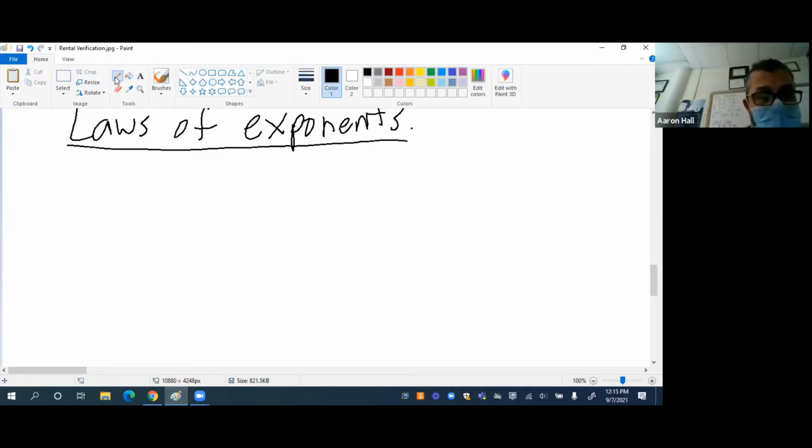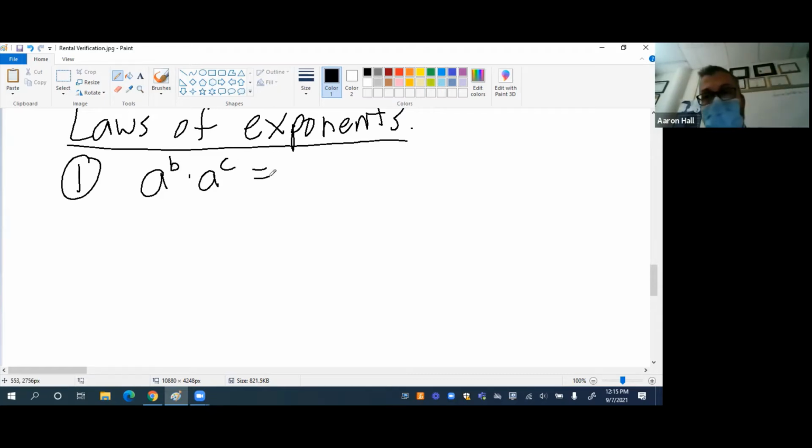The first one, here's our first one. I have a to the power of b times a to the power of c. What is the law that tells me how to put these together? It doesn't matter what the name is. I just want you to tell me. We add the exponents, yeah. So I have a to the power of b plus c. We just add the exponents. If any of these are confusing, I'd be glad to give you an example of why it works. Otherwise, I'm going to just press on.